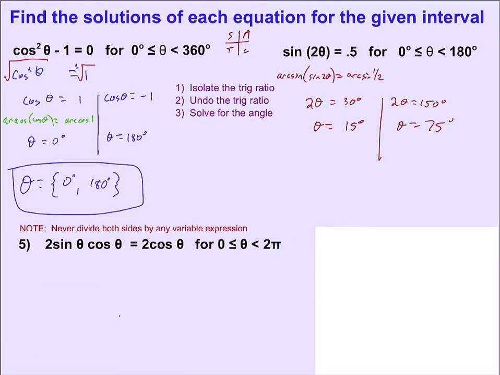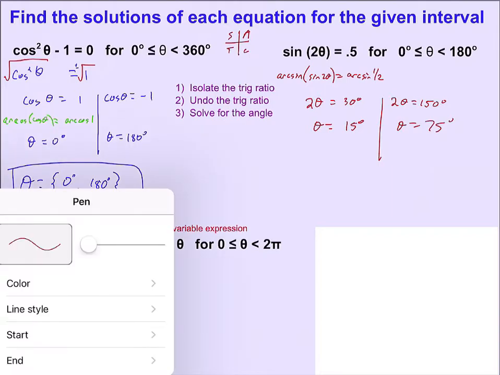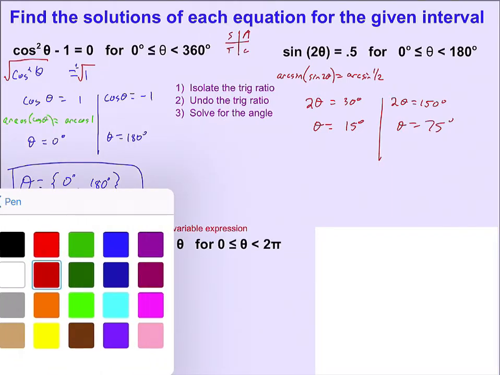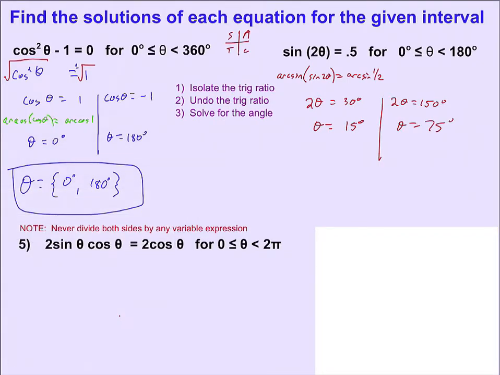Number 5, this next one that's down here, is a little bit different. I want to point out something not to do, which usually is not a great idea to show you what not to do, but it is a tempting thing, so I want to make sure you don't do it. It is very tempting to say, oh, both sides have a cosine on it, so let me just divide both sides by cosine theta, and then they'll all cancel out, and that's great.